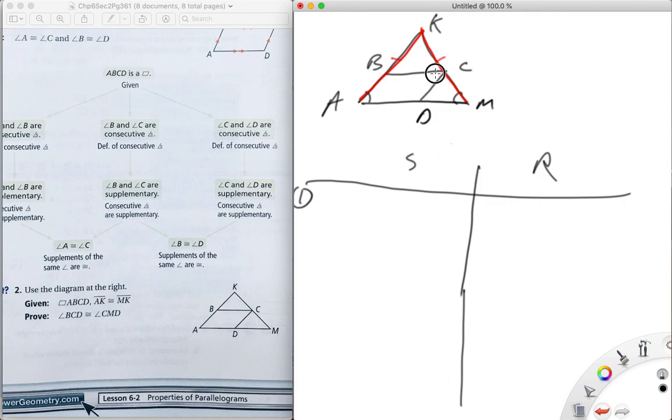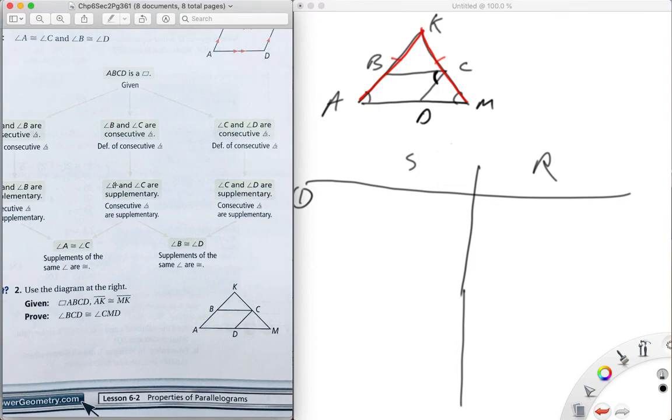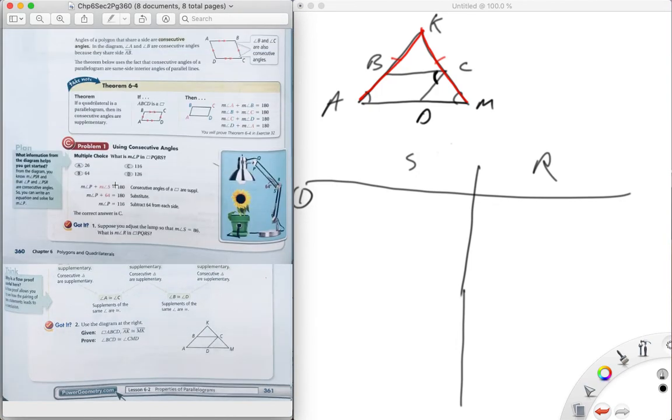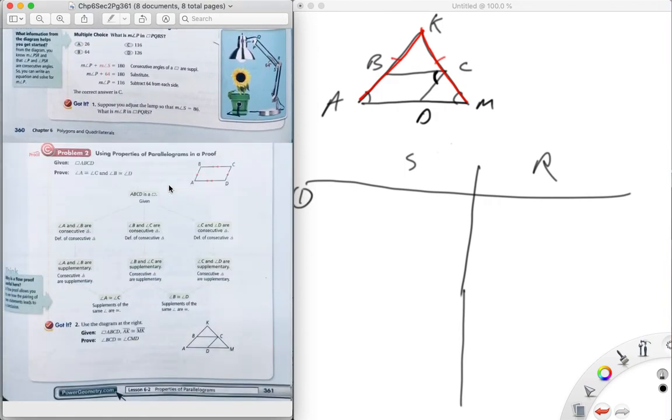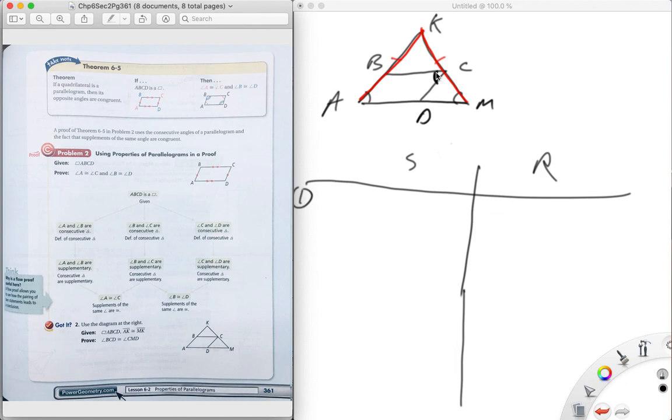I also know, because of theorem 6.5, that opposite angles are congruent. So A is also congruent to C. A is congruent to M, A is congruent to C. Therefore, I can say that C is congruent to M. Transitive property of congruency.